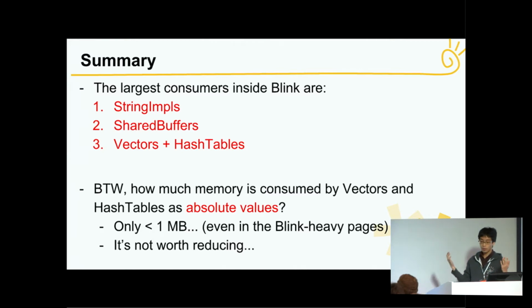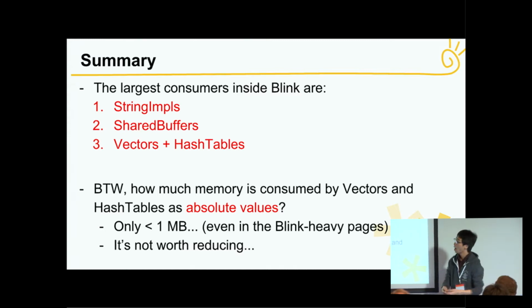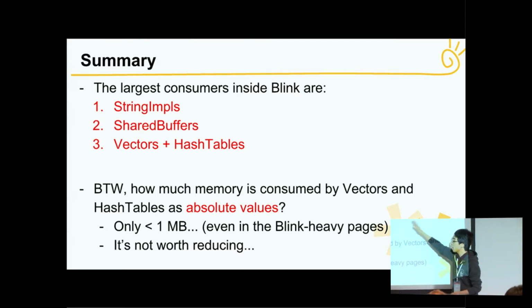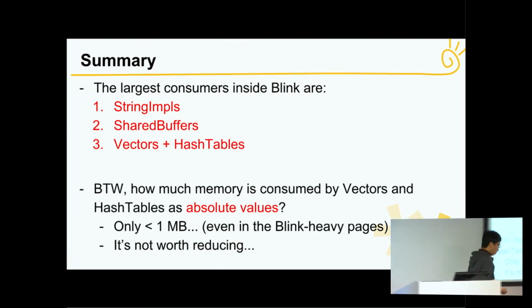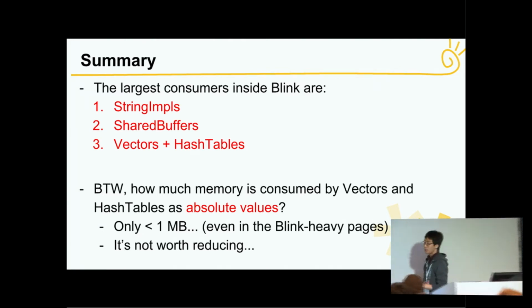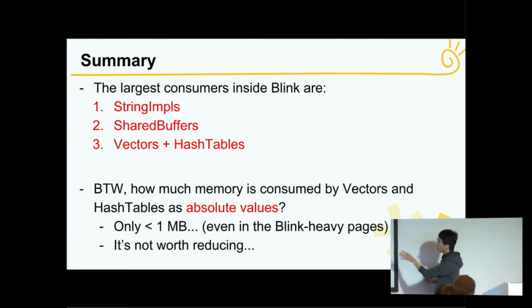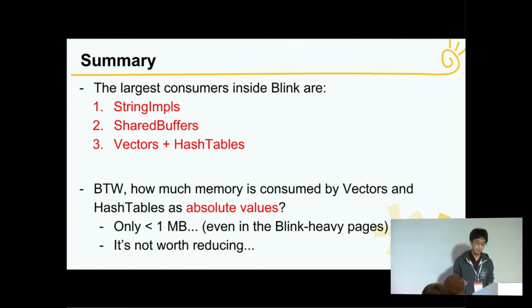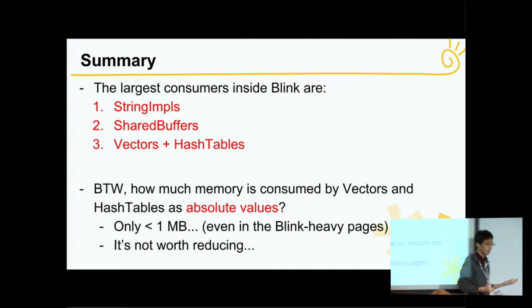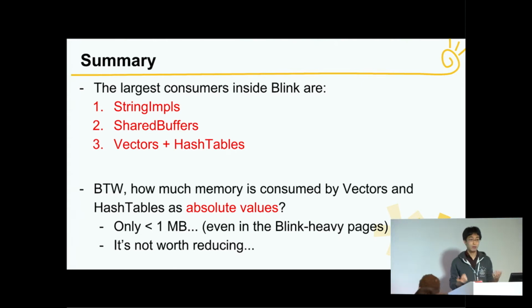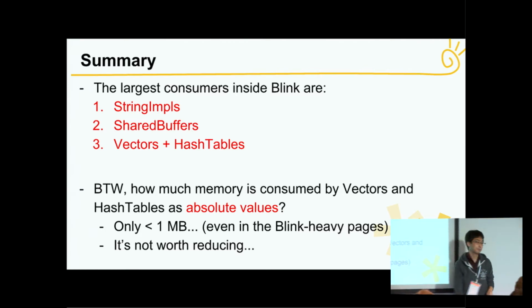So okay, this is the summary. The largest consumers inside Blink are string inputs, shared buffers, and vectors and hash tables. So here is an important question: by the way, how much memory is consumed by vectors and hash tables as absolute values? Yes, it's only less than 1 megabyte, even in the Blink heavy pages. So this means that it's not worth reducing.